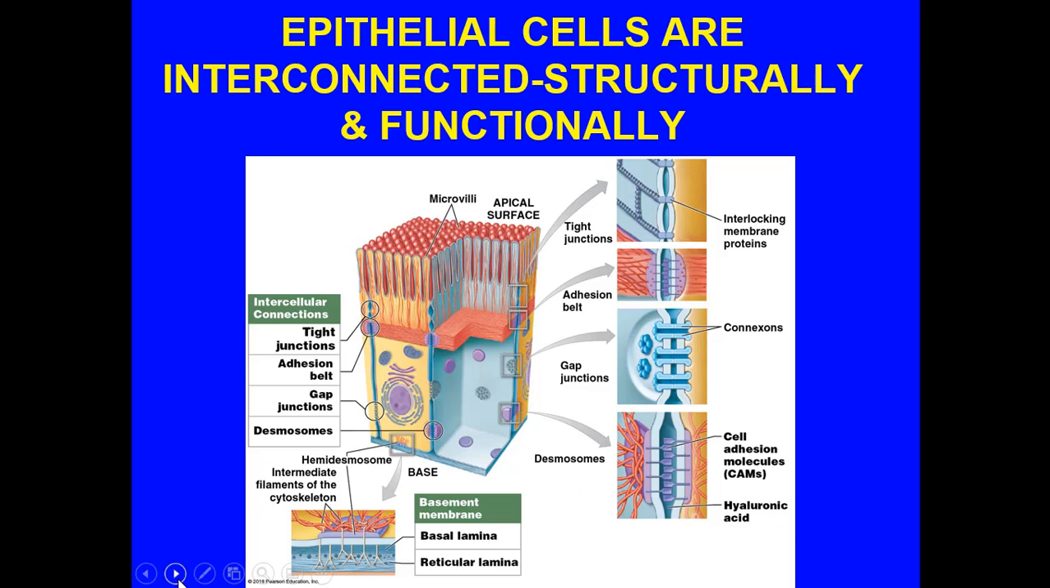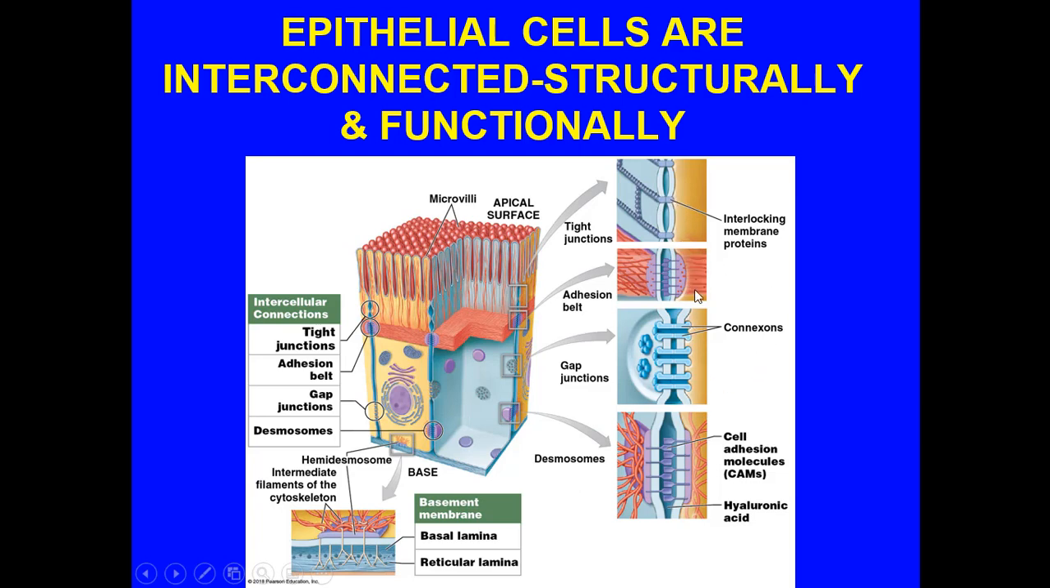Epithelial cells are interconnected structurally and functionally. In other words, when you have these cells connected, they have to form sort of a solid, protective layer. And so what provides them these solid protective layer structures are what you see right here. This is the apical surface. This is the basal or base surface. You have unique structures that attach cell to cell. Tight junctions are one. These are interlocking membrane proteins that basically are like rivets, okay? And so they basically attach one cell membrane to the neighboring cell's membrane.